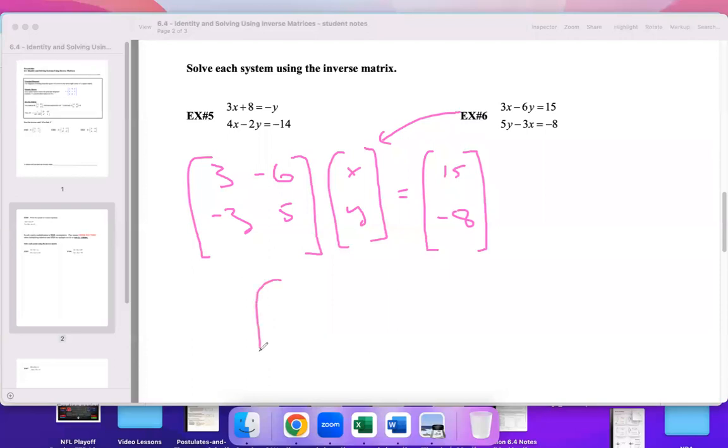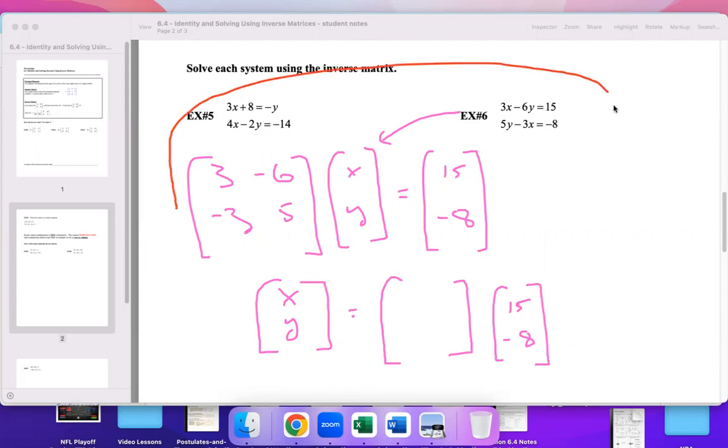All right, so now if you want to get XY by itself, you have to do the inverse over here and multiply the 15, negative 8. So we'll do the inverse off to the side. Okay, let's do the inverse. What do you get when you do the inverse? 1 over what? Negative 15 minus 18, thank you, Ella.